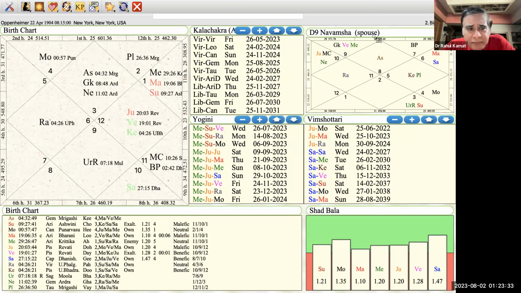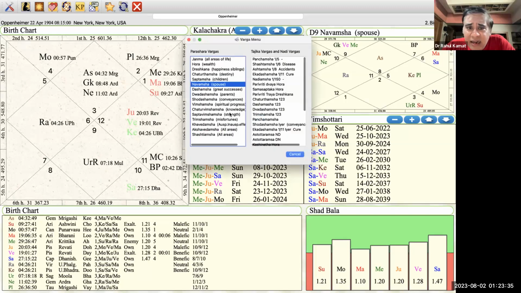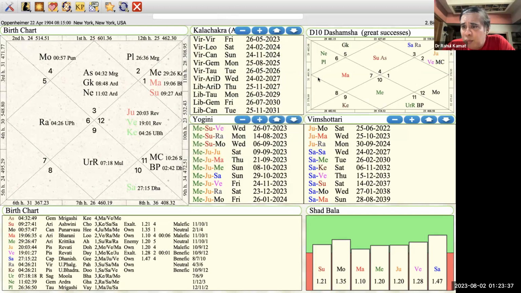Now let's look at Mercury in the D10 chart. We are at the moment focused on Mercury, like I said. Now here in the D10, you see Mercury is in the 7th house. And here you see there is the aspect of Mars on Mercury. Sun is directly opposite Mercury, and Jupiter is aspecting Mercury directly. So Mercury becomes a very important planet. This is the Lagnesh for Oppenheimer, right?